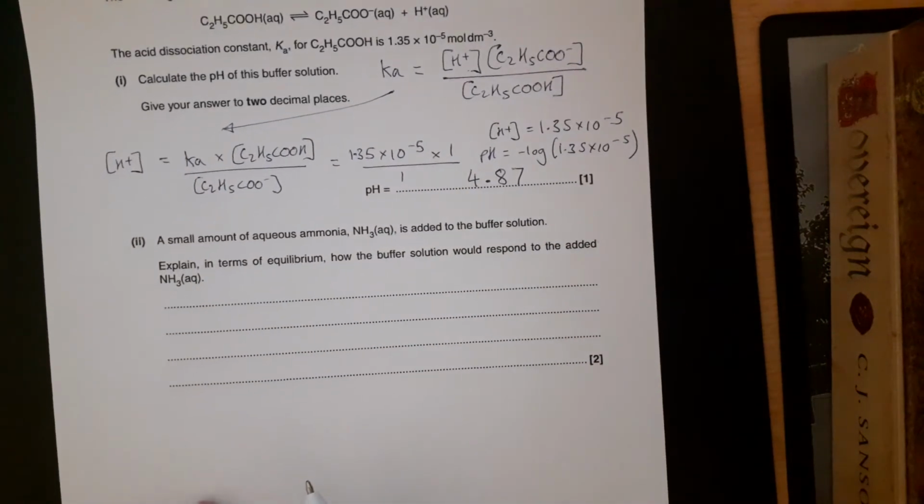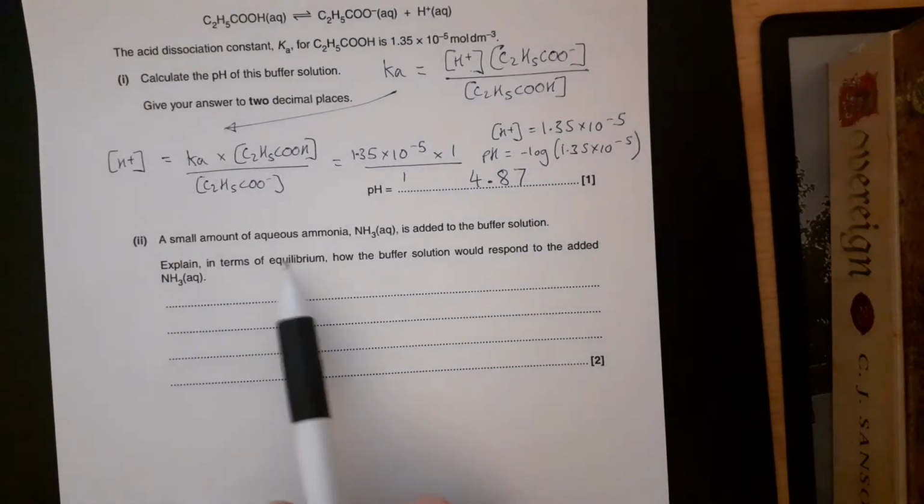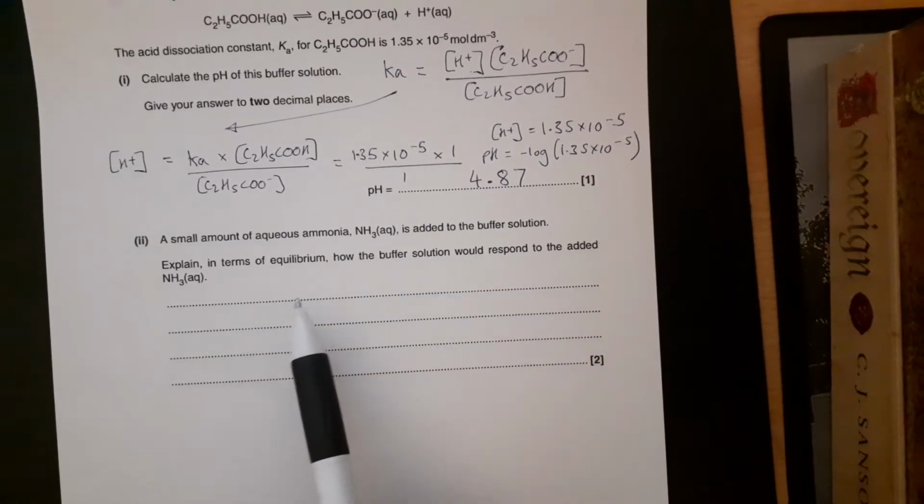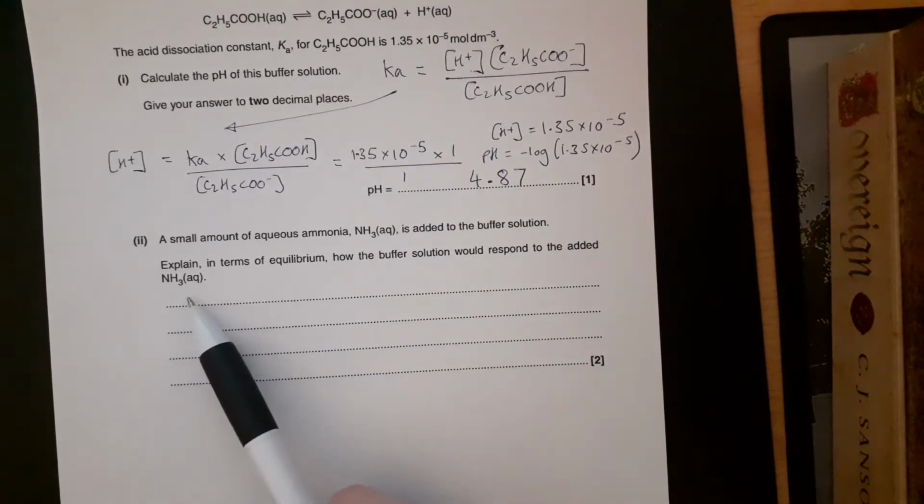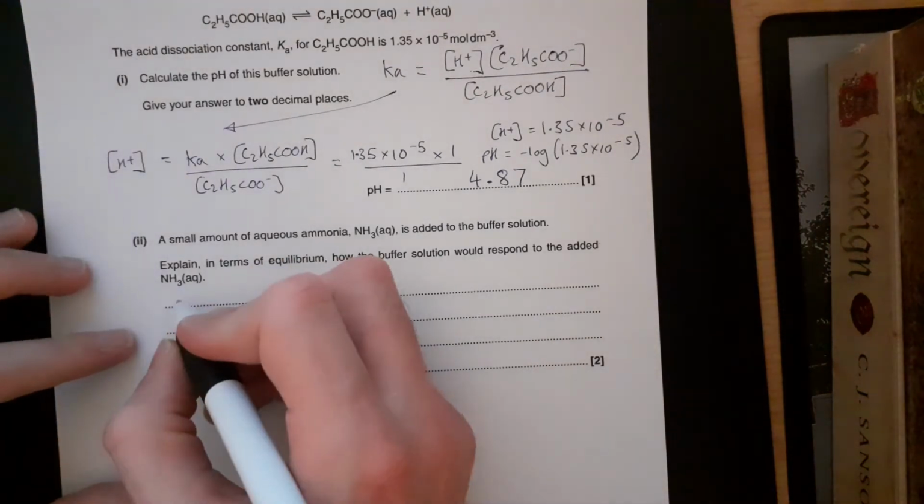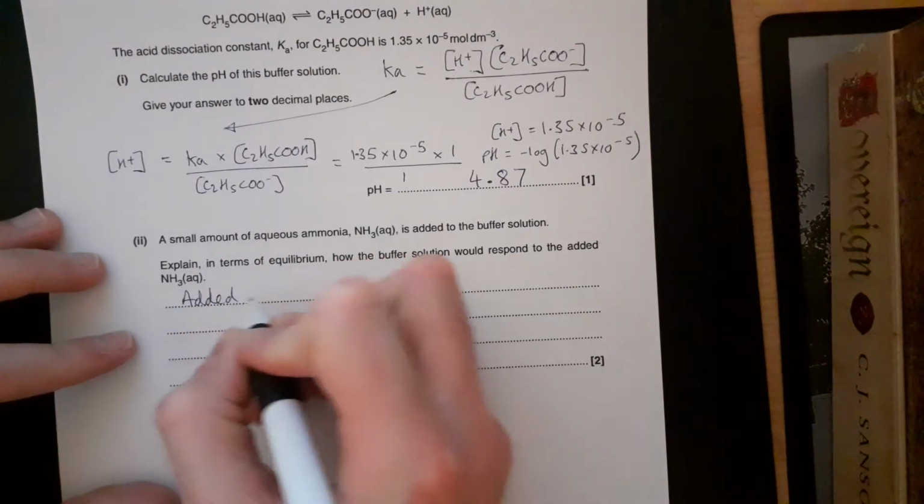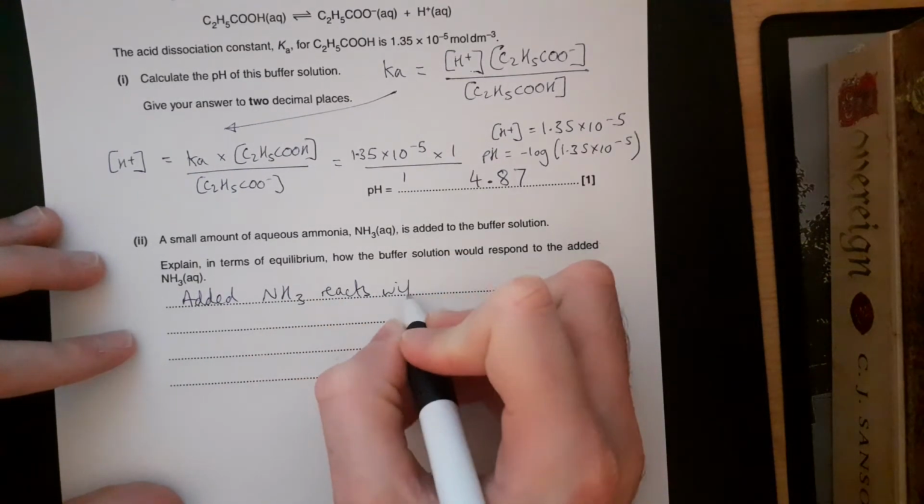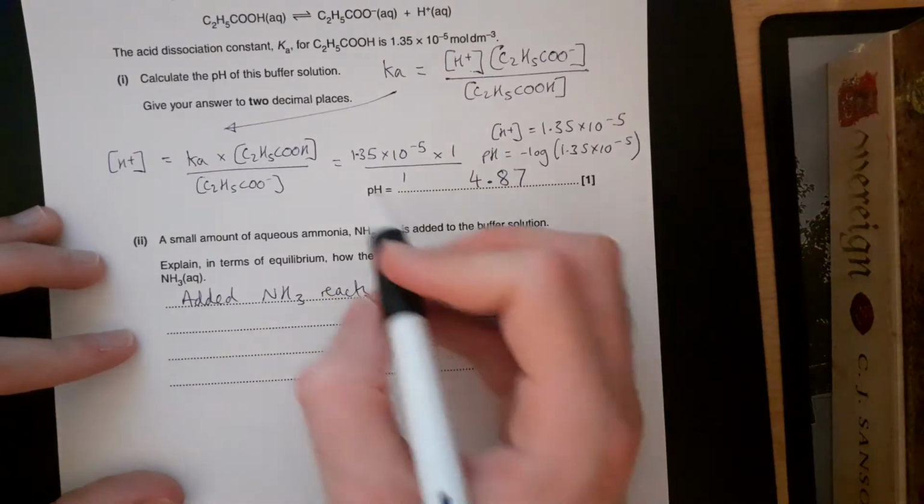Okay, then last bit on this page, it says a small amount of ammonia is added. Explain in terms of equilibrium how the buffer solution would respond to the added ammonia. Okay, so ammonia is a base, right? It's going to react with the acid. So we can say added ammonia reacts with the propanoic acid, so it's going to react with this.